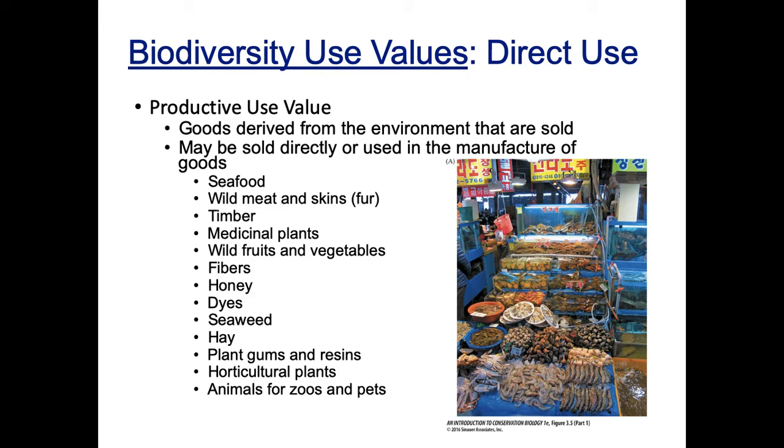Medicinal plants, wild fruits and vegetables, fibers, honey is one, dyes, seaweed, hay, plant gums and resins, horticultural plants, and then a lot of animals for zoos and pets are taken directly from ecosystems, and that would be considered a productive use value as well.